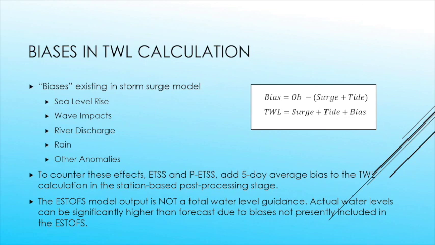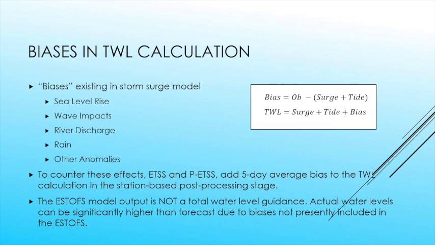I want to emphasize the SDOFs model output is not a total water level guidance. Actual water levels can be significantly higher than forecast due to biases not presently included in the SDOFs. The SDOFs model was able to forecast for tide and storm surge, but it does not have that bias factored in.